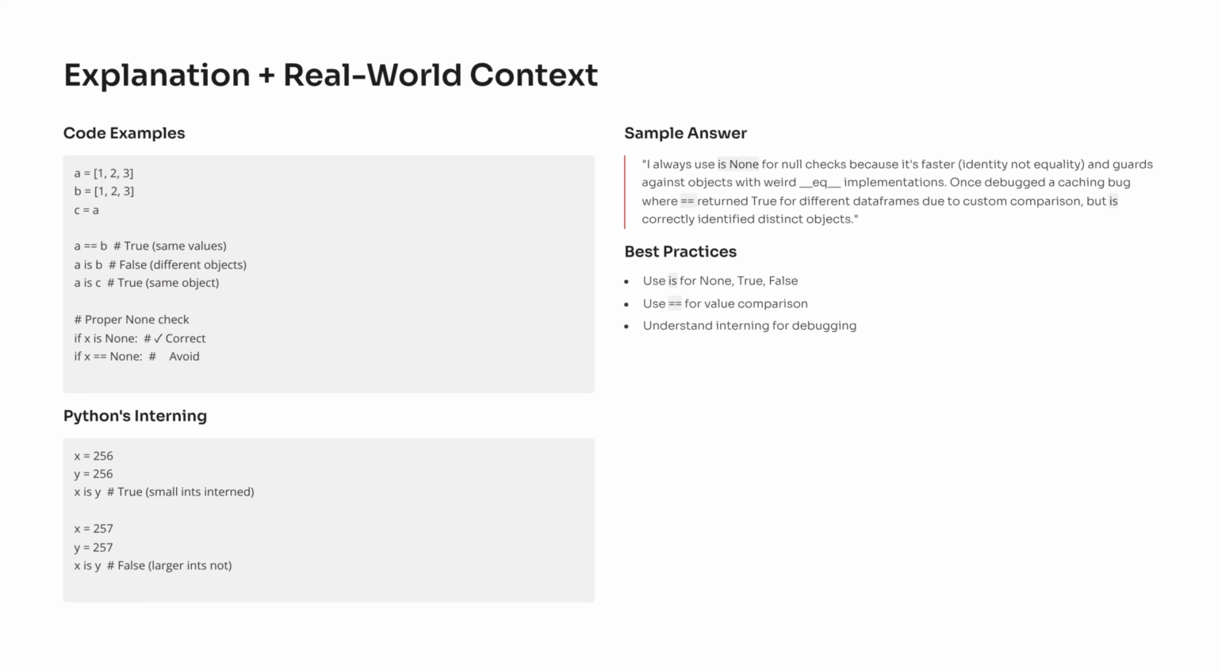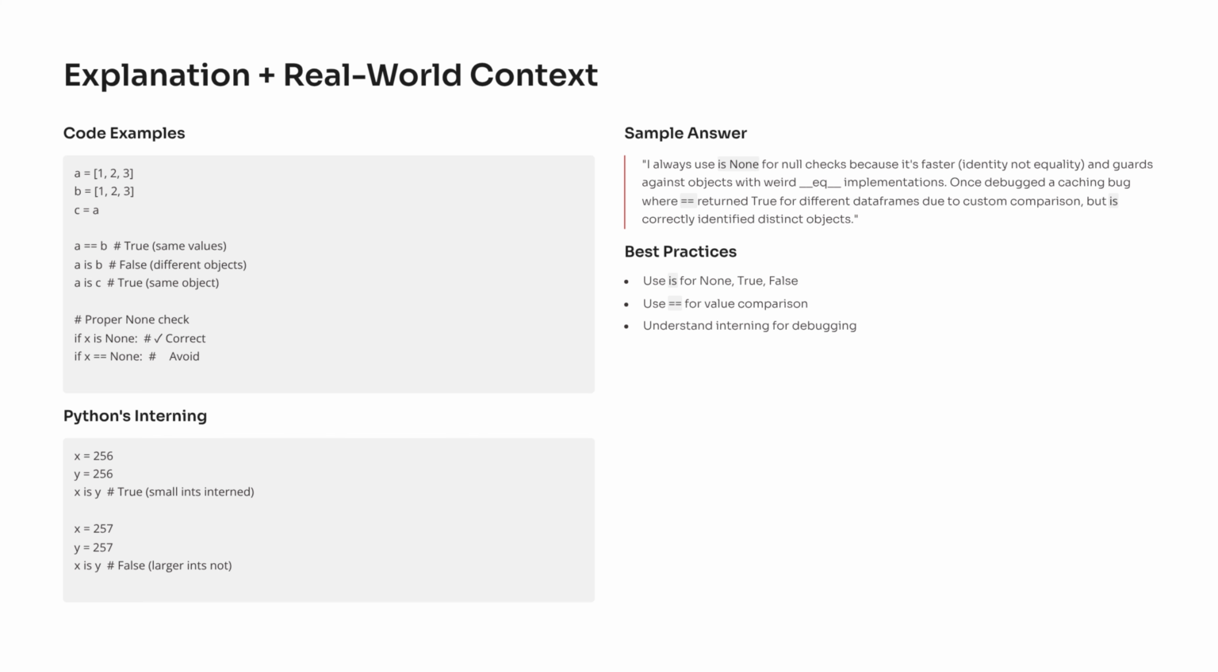Now, here's why this actually matters in real data science or machine learning code. Imagine you're checking whether a variable is None. Many developers accidentally write double equals None, but the correct and faster way is to use is None. Because is checks identity and None is a single object in memory, that one habit helps you avoid subtle bugs in data cleaning or model initialization steps.